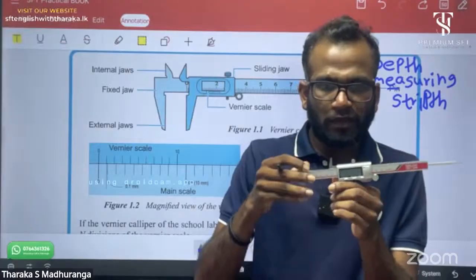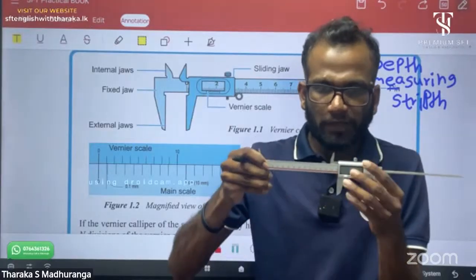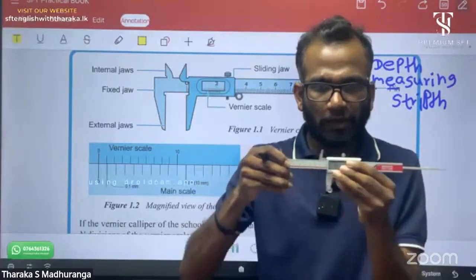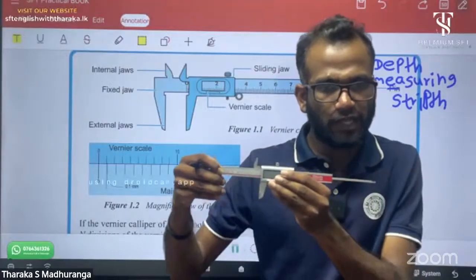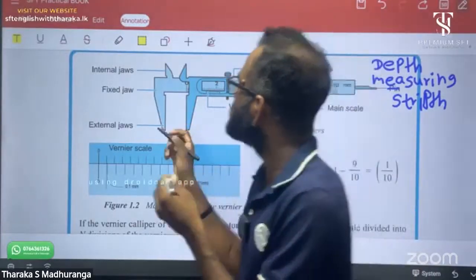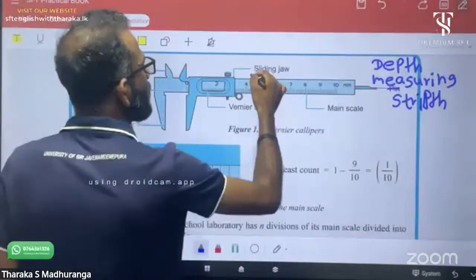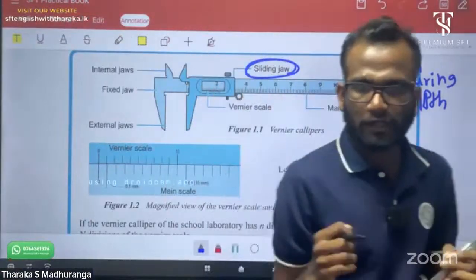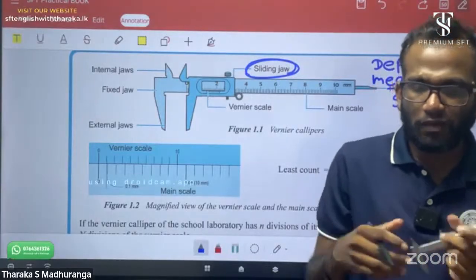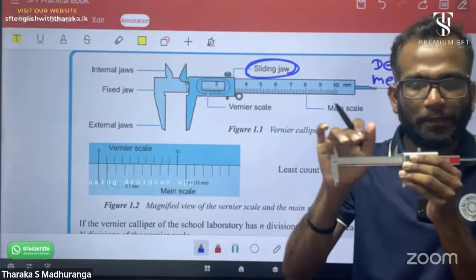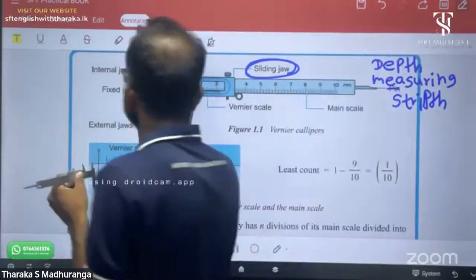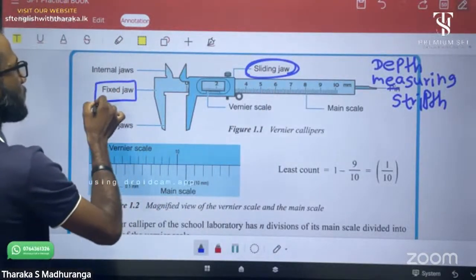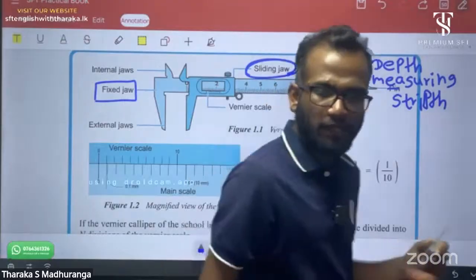And all these moving parts, the single name is the sliding jaw. The sliding jaw is the common name of all the moving parts. And the entire fixed parts we call the fixed jaws. Do you remember? Okay.